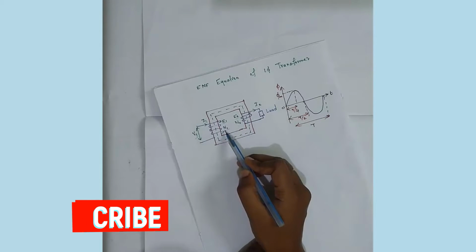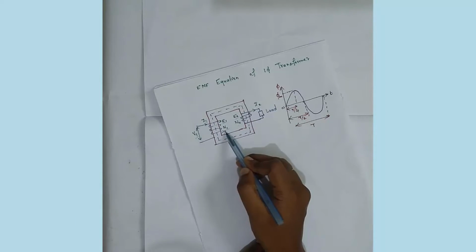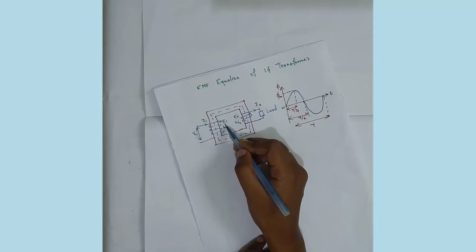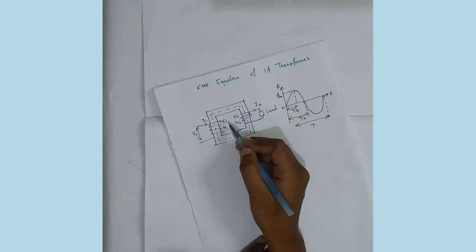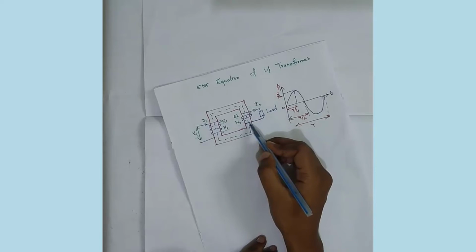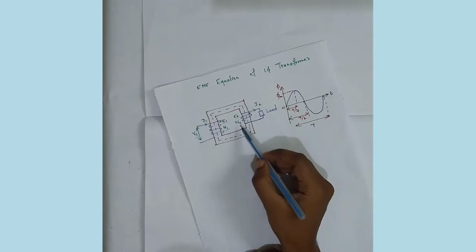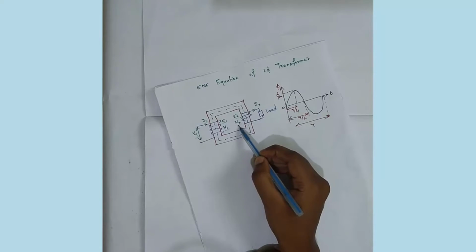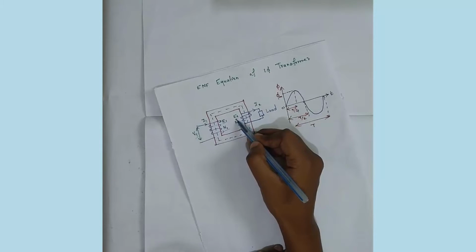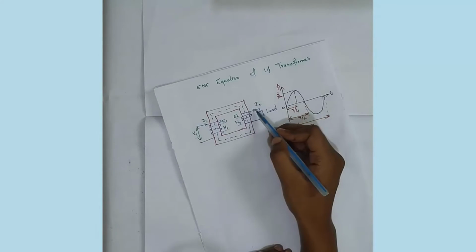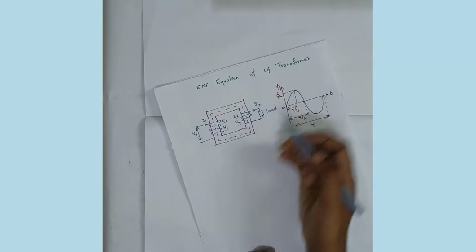The number of turns in the primary winding is N1 and the induced EMF in the primary winding is E1. On the secondary side, the number of turns in the secondary winding is N2 and the induced EMF is E2. The current flowing in the secondary winding is I2.